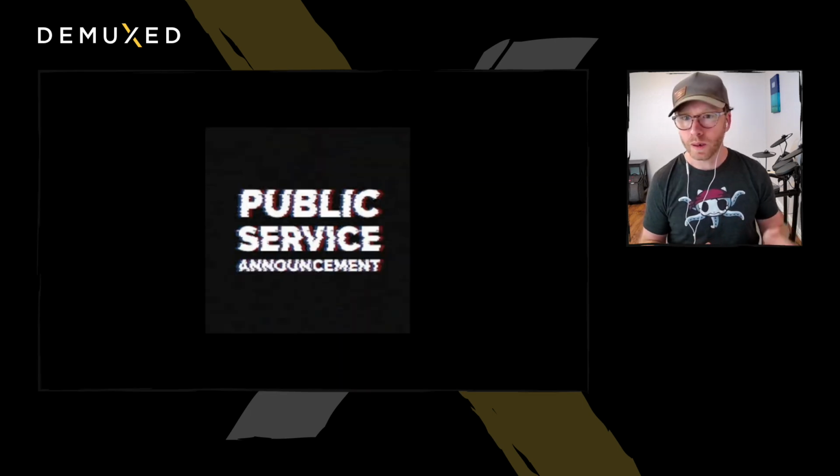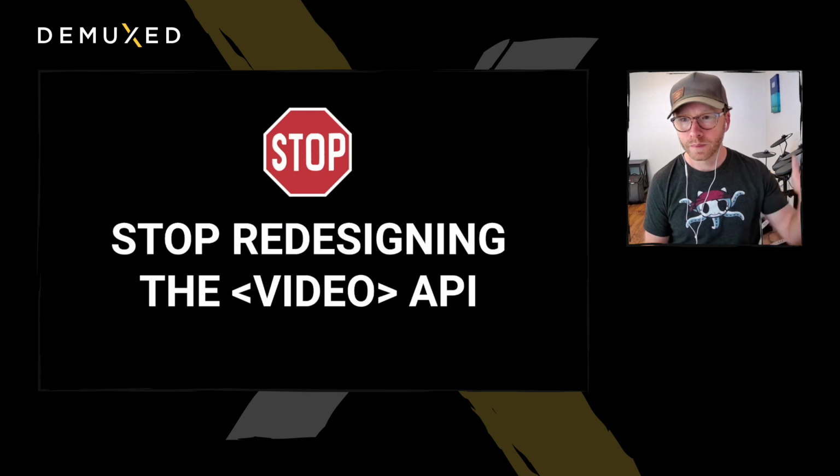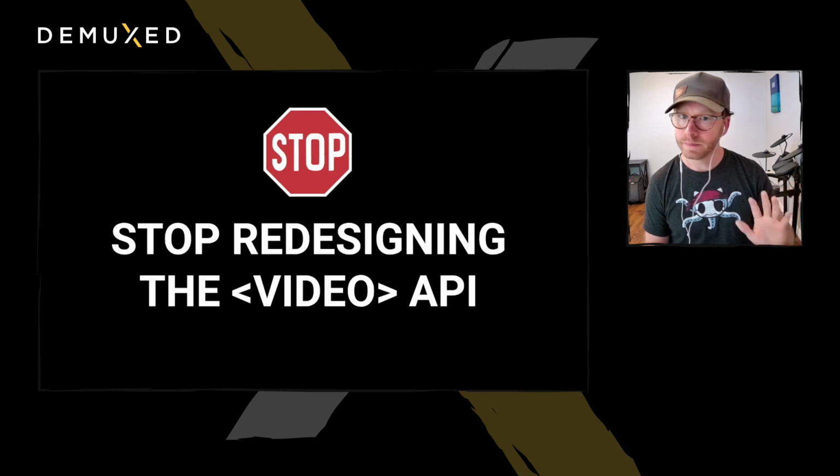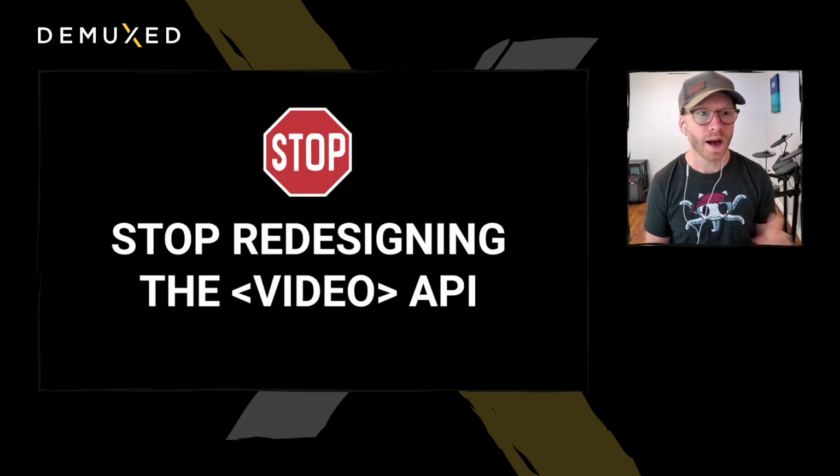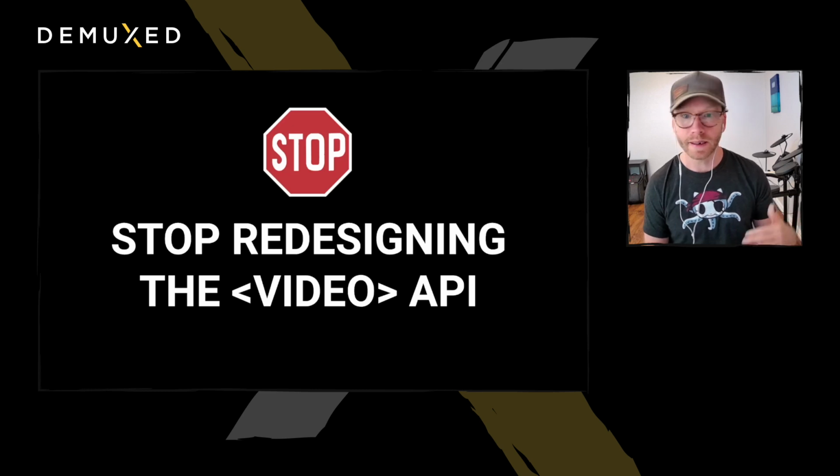Which brings me to a quick PSA. Stop redesigning the video API. I see some new players out there that are creating different APIs from the video element. I don't really understand why. It's like, oh, it doesn't have a stop function. It's called pause, current time equals 0. It's not that bad. And you're not adding anything to the ecosystem by coming up with your own names for things like seeking and other functions.